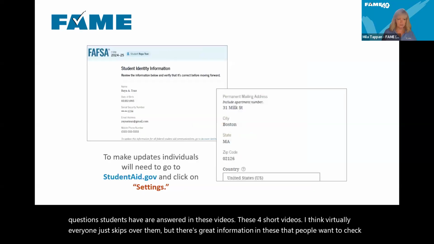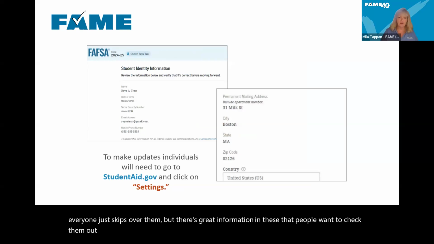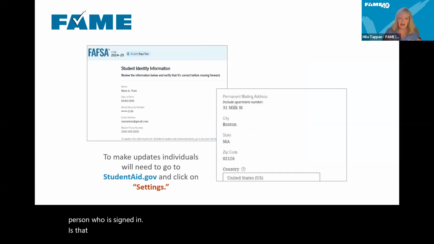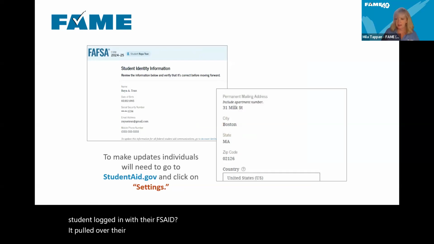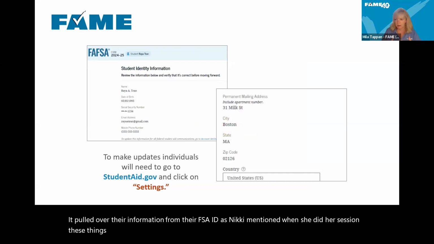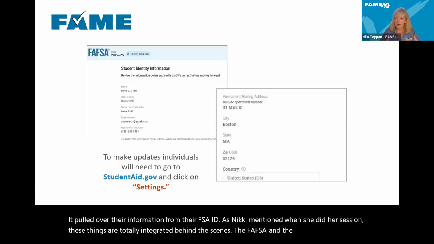So after those videos, the first thing that happens is they want to make sure that the person who is signed in is that person and has all of their information correct. Now, what you're going to find is that when the student logged in with their FSA ID, it pulled over their information from their FSA ID. As Nikki mentioned when she did her session, these things are totally integrated behind the scenes. The FAFSA and the FSA ID information are connected.